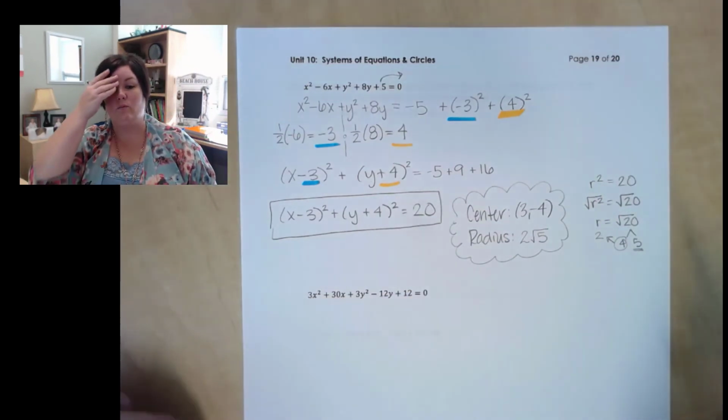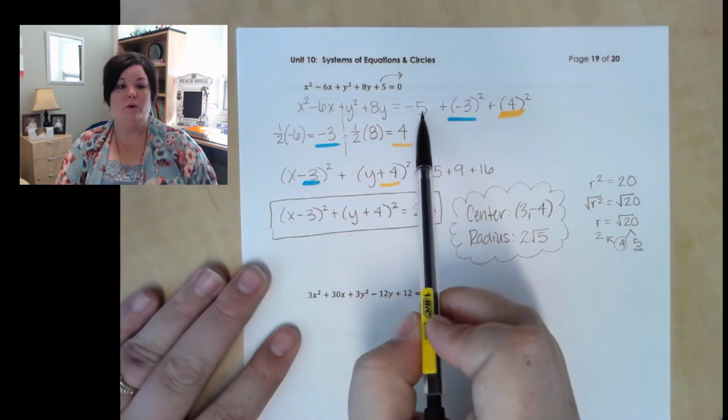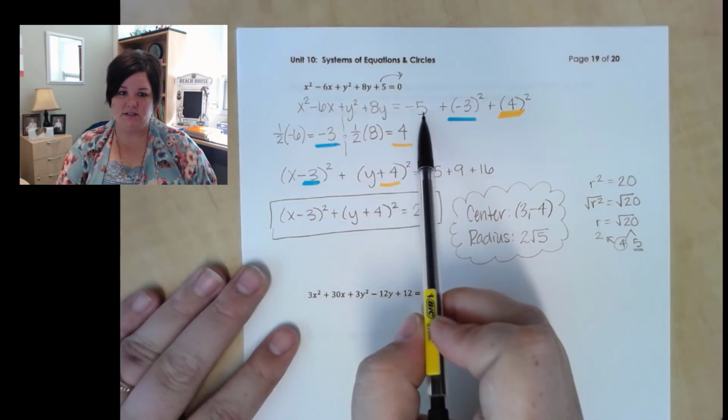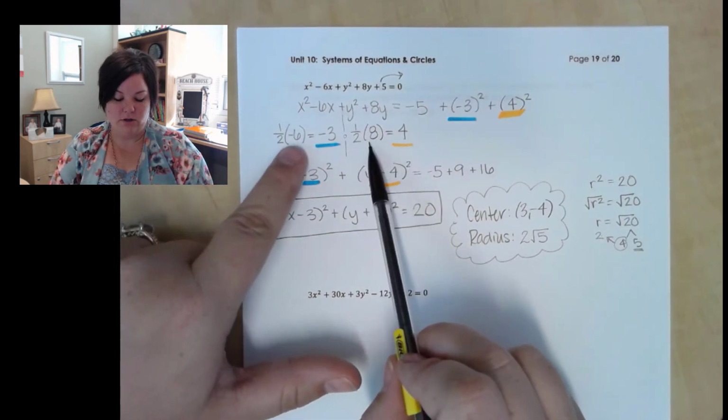Again, when we're completing the square, we move the constant term, we divide off any leading coefficient, then we go straight into completing the square by taking half the middle term.